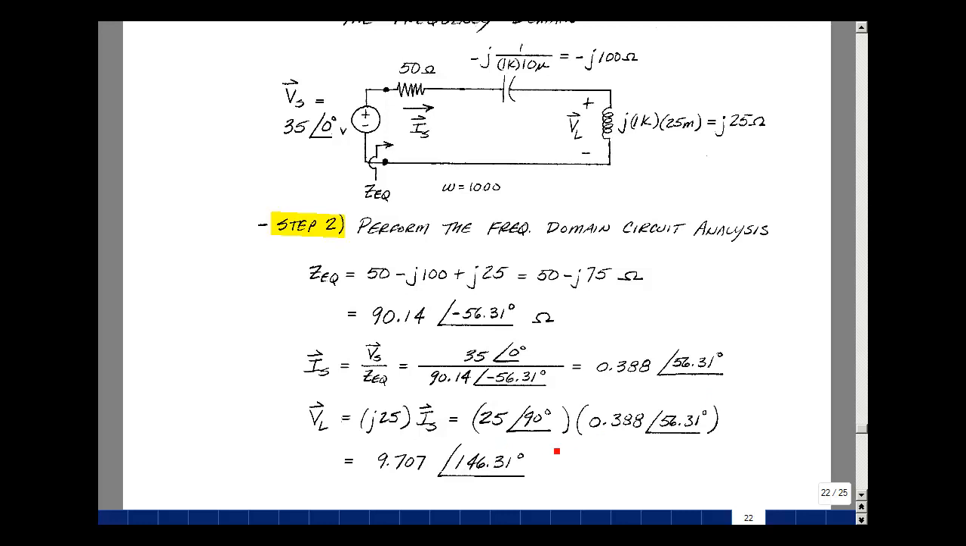Since we're going to multiply two complex numbers, let's put this into polar form. This is on the imaginary axis between the first and second quadrants, so it's an angle of 90 degrees, and the magnitude is 25. You could enter this in your calculator to get the same result. Multiplying these two, I get 9.707, and adding these two angles, I get 146.31.